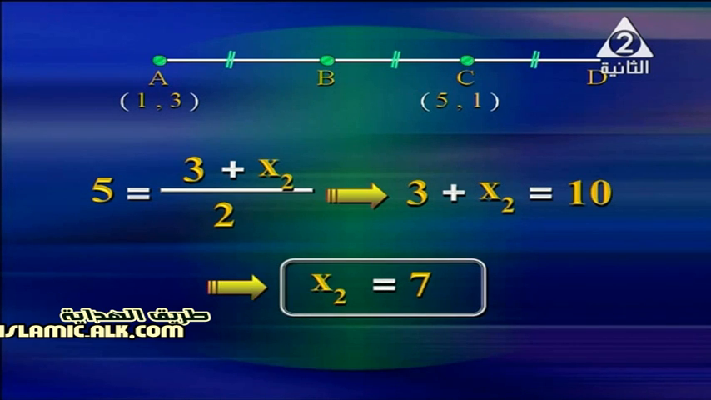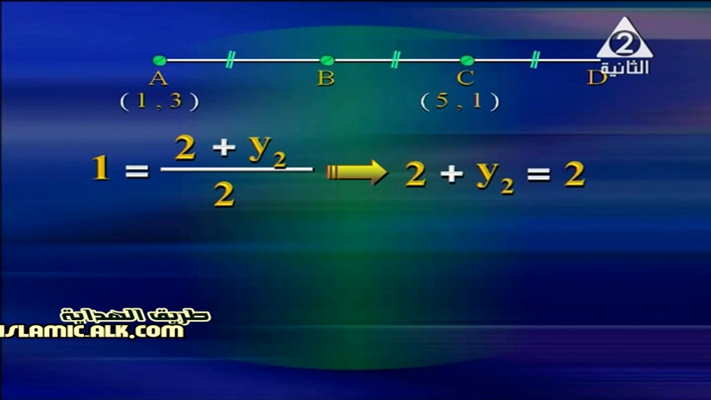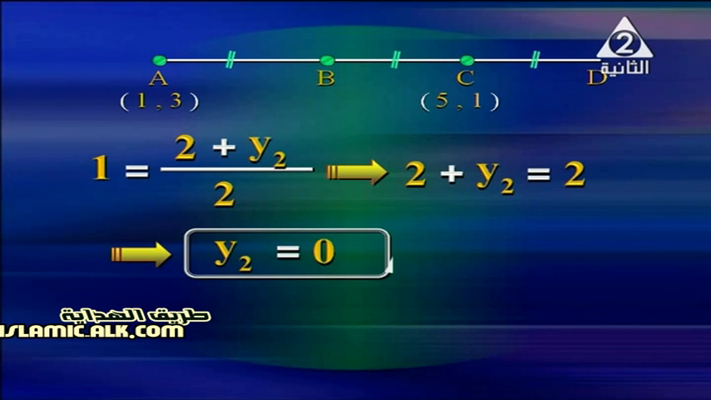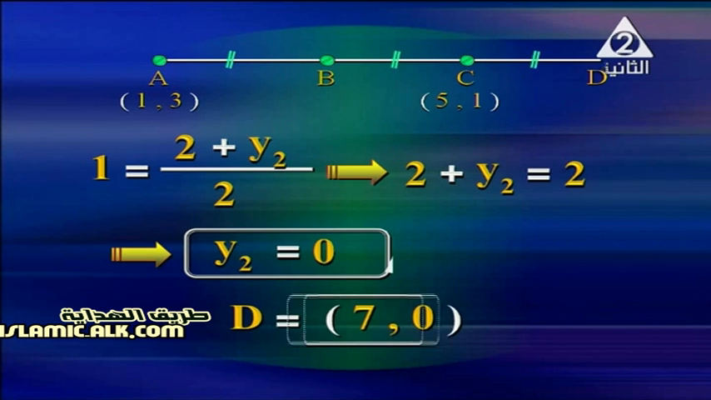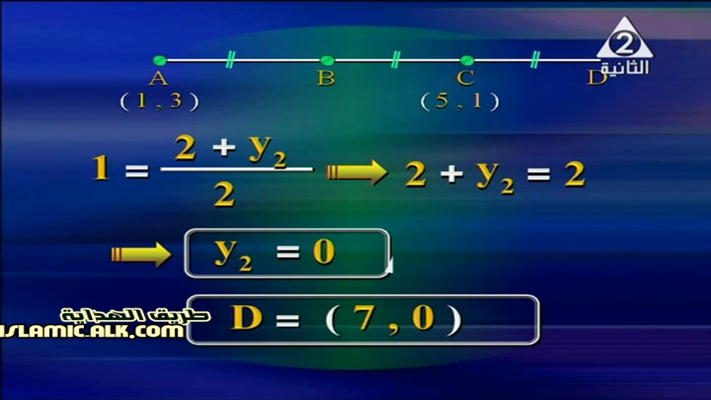What about y2? Yes, you are going to substitute. 1 equals (2 + y2) over 2. By making cross multiplication, 2 + y2 equals 2. Then y2 will be 0. And in this case, we can say that the coordinates of the point D will be (7, 0). Let us have another example.